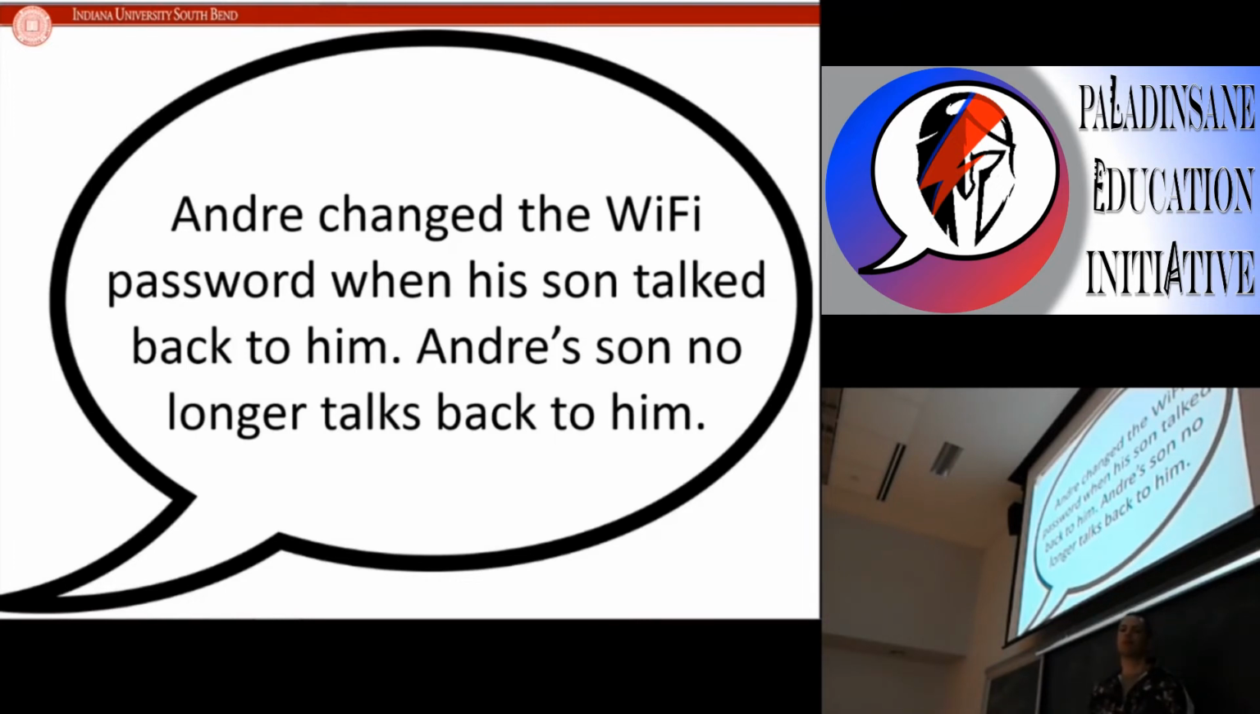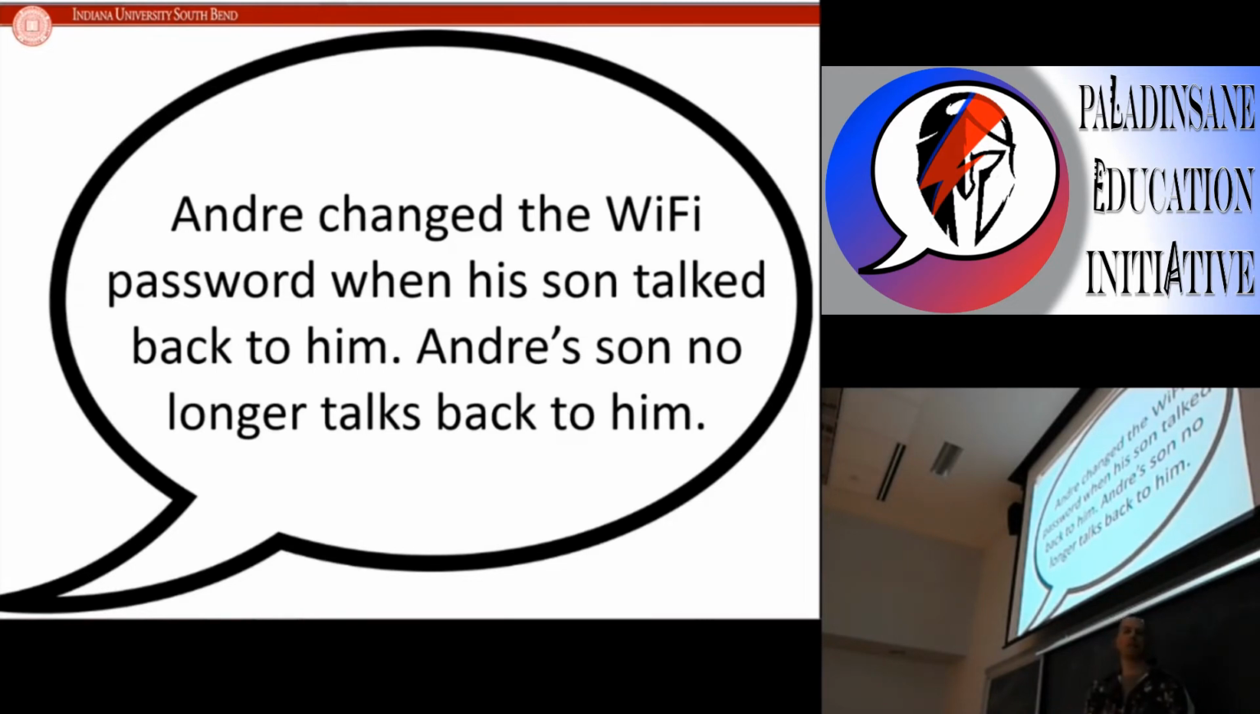So a couple of things are very clear here. Number one, the changed behavior is the talking back. So Andre's son talked back after the consequence. He no longer talks back. So talking back is being changed. Talking back has decreased. So that means that this is punishment.